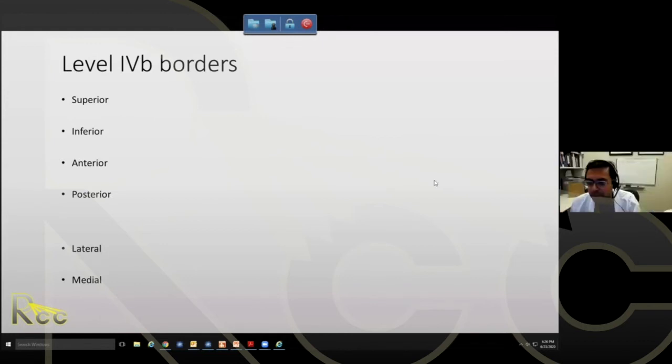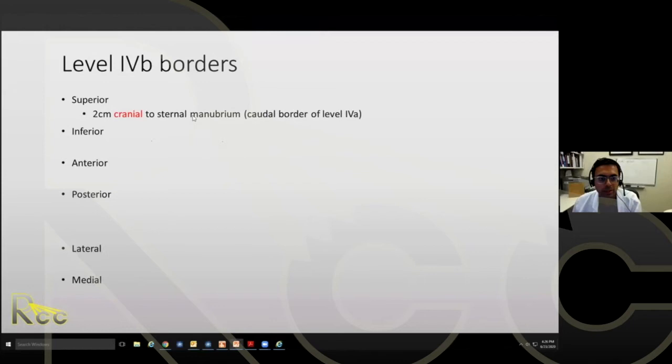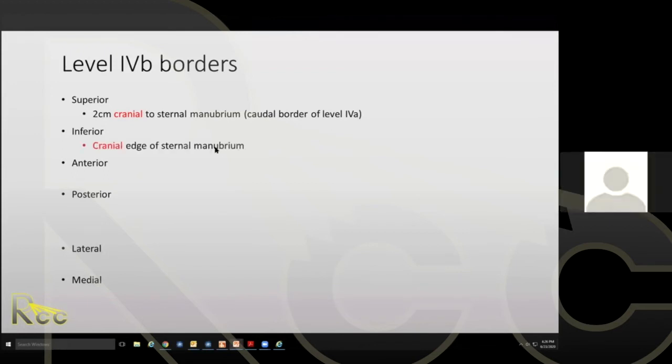So I know everyone's excited about these slides, right? And these questions right here. So let's try it again. Who wants to try the superior border for level 4B? That's the easiest one. That's right. So that was what we just talked about, 2 cm cranial to the sternal manubrium. What about the inferior border? Yep, you got it. All right. And then does anyone want to take a guess at anterior?